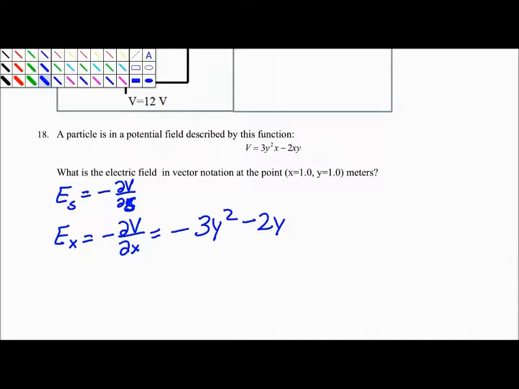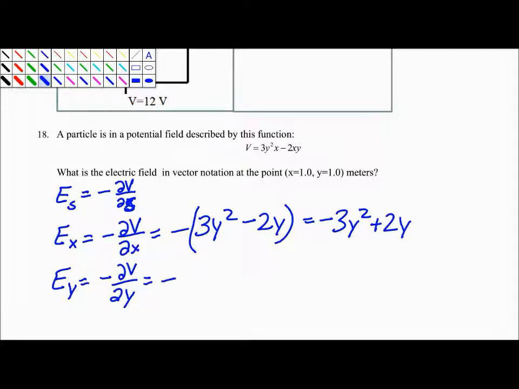And then in the Y direction, negative del V del Y. The partial derivative of this is going to be, actually I made a mistake here. This should be negative 3y squared minus 2y. So this is going to actually be negative 3y squared plus 2y. And here it's going to be negative of this, which is going to be 6yx minus 2x. That's the partial derivative with respect to y, which of course is negative 6yx plus 2x.